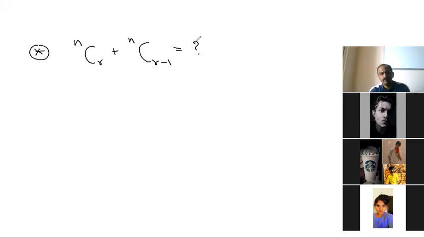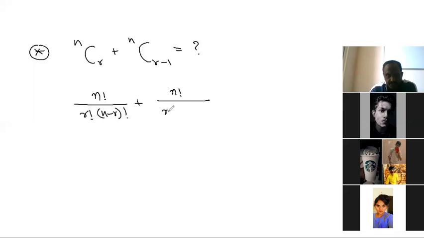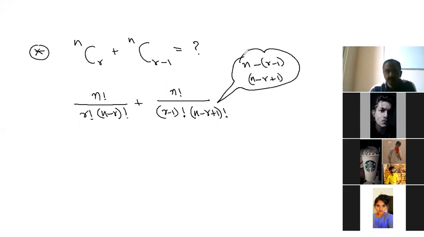Don't write for a minute. I'll just show you, then I will do it. NCR is n factorial upon r factorial into n minus r factorial. NCR minus 1 is n factorial upon r minus 1 factorial into, what will be the difference, n minus r minus 1, n minus r plus 1 it will be. So n minus r plus 1 factorial. Understood?